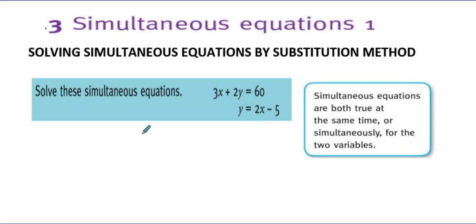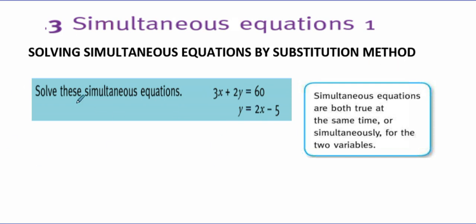Basically, what we do with the substitution method is you choose one equation, and from that equation you make one letter the subject. And if the letter has been made the subject already, then you go to step number 2, which is substituting that equation which has the letter the subject into another equation. Okay, so let me show the process.